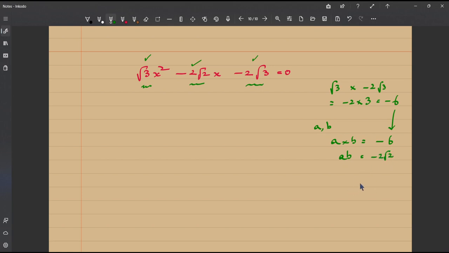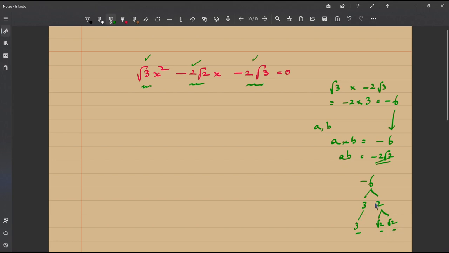So let's find factors of minus 6 now. The factors are 3 and 2. One of them should be negative. Now let's decide which one is to be negative. And these factors have to add up to minus 2 root 2. So how do we go about this? Since we need only root 2 and 2, let us break these factors into 3, which will remain the same, and 2 as root 2 multiplied by root 2. Now we have to manipulate these three factors in such a way that they add up to minus 2 root 2. So how do we go about it?